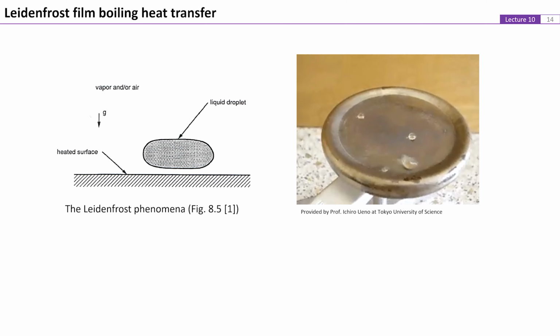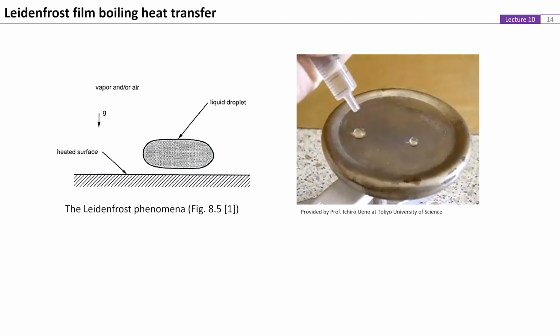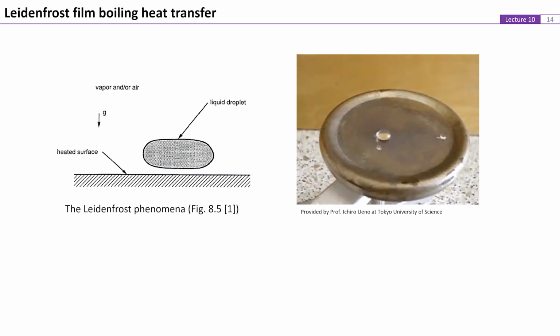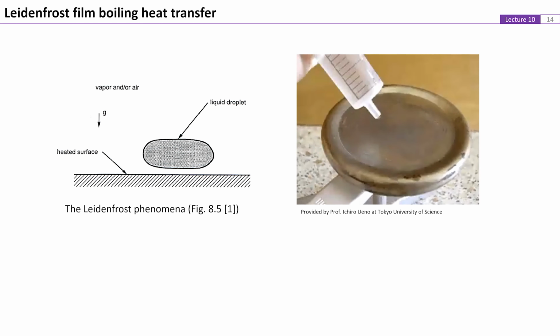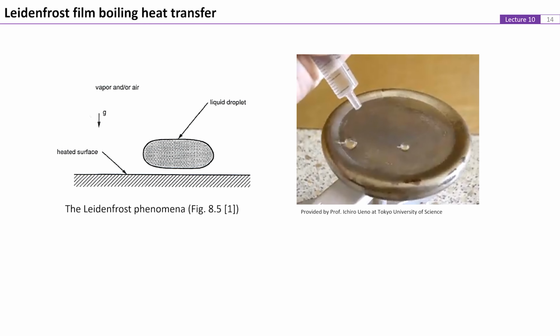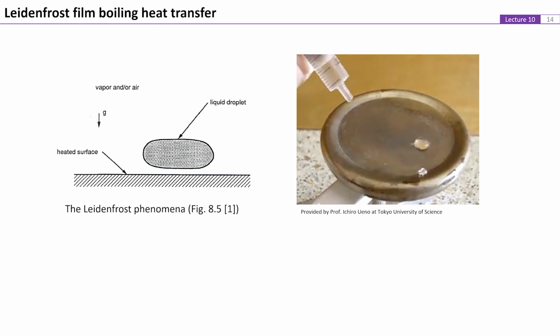The Leidenfrost phenomena refers to the film boiling of small liquid droplet on a highly superheated surface. The liquid droplet vaporizes very rapidly, so that the production of vapor on the side of the droplet facing the hot surface establishes a pressurized vapor film that repels the liquid droplet away from the surface.